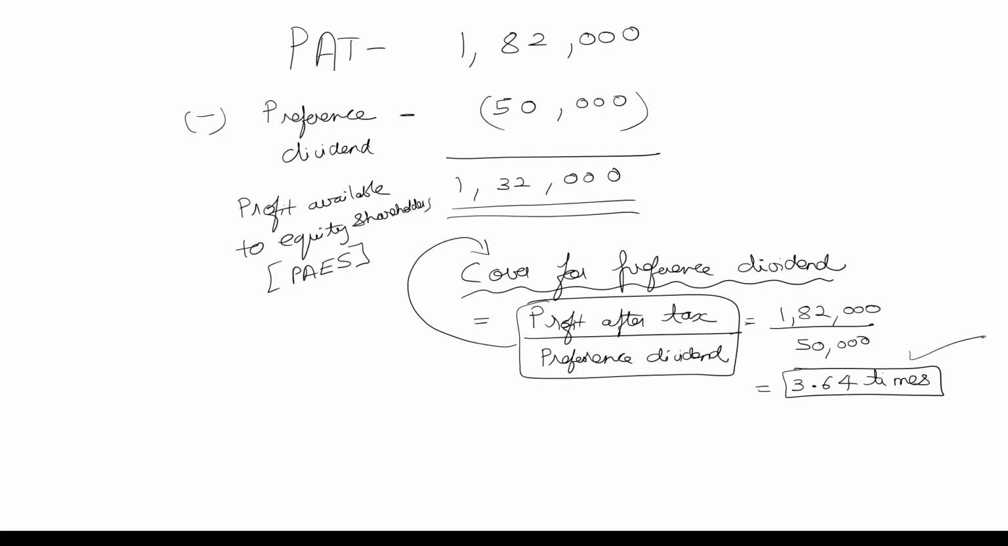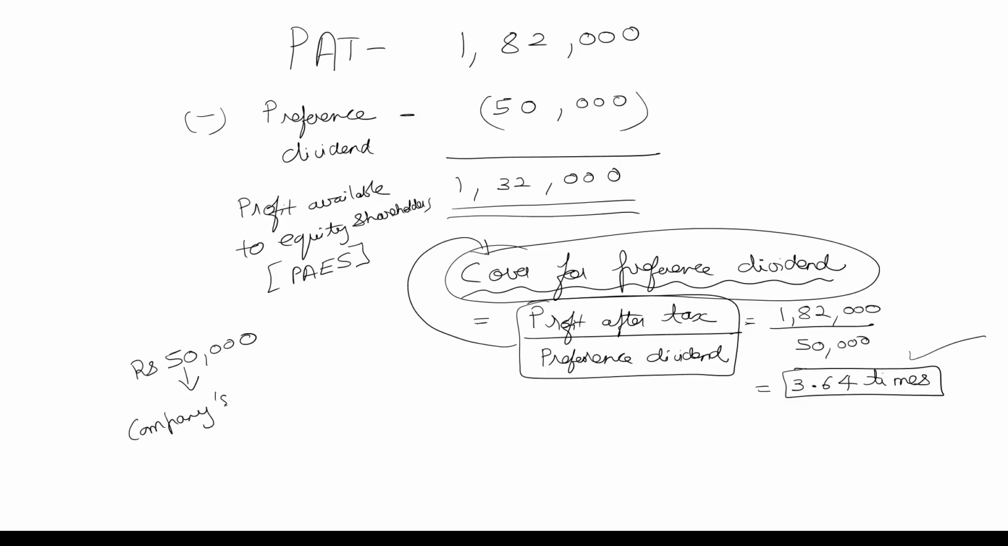Now let's take a quick look into what we mean by cover for preference dividend. See, the company has an obligation to pay the preference shareholders rupees 50,000. So this rupees 50,000 is what I'm going to call as company's obligation to preference shareholders.